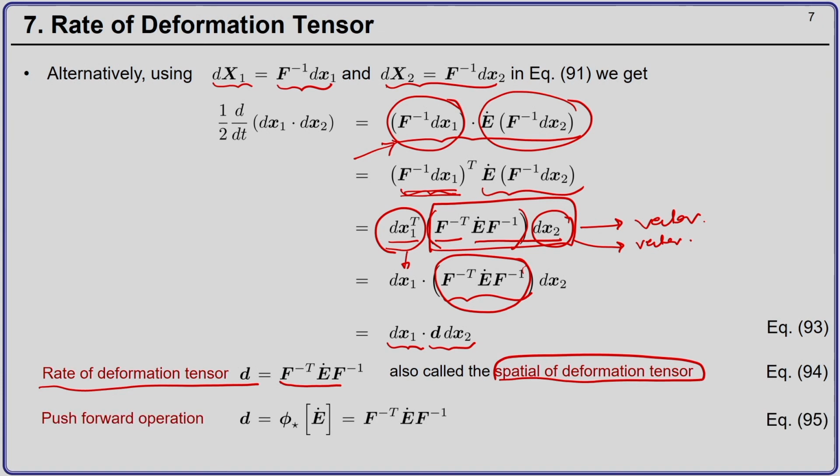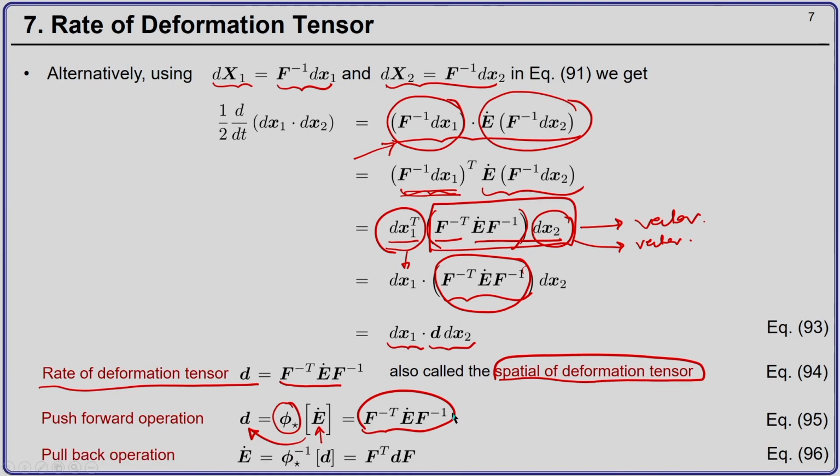Now, d can be treated as the push forward of the rate of Green Lagrange strain tensor. So, this is the symbol for the push forward operation. So, the push forward of the rate of Green Lagrange strain tensor, that is E dot, is nothing but the rate of deformation tensor, and how this push forward is carried out is given by this particular expression, F inverse transpose E dot F inverse. So, the pullback of the rate of deformation tensor d is nothing but the rate of Green Lagrange strain tensor.